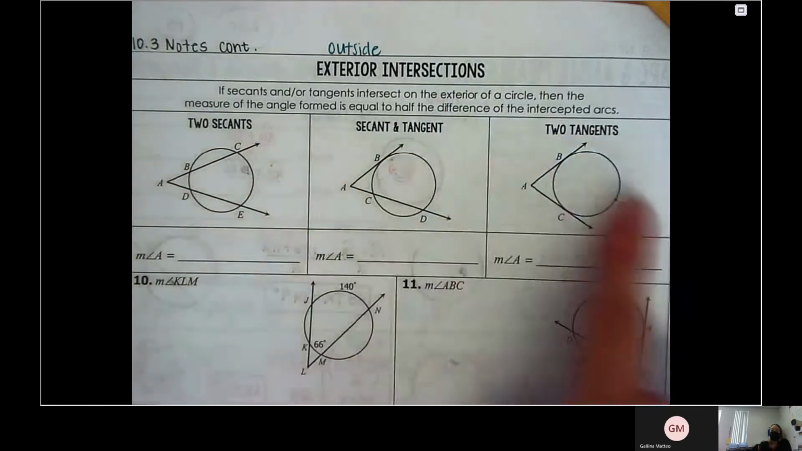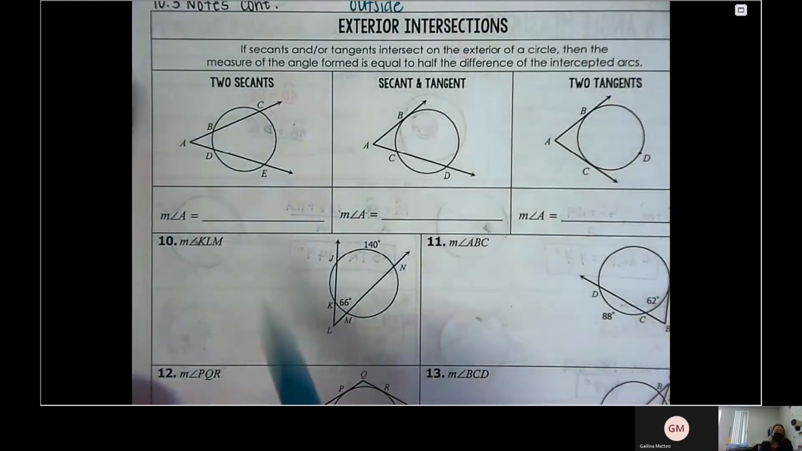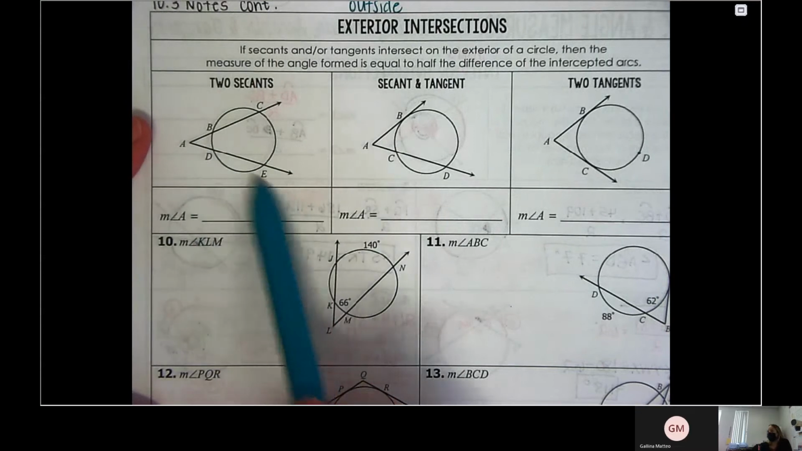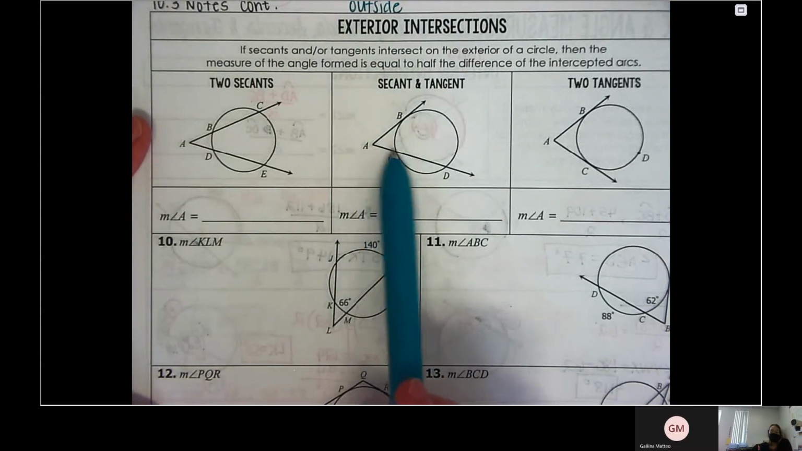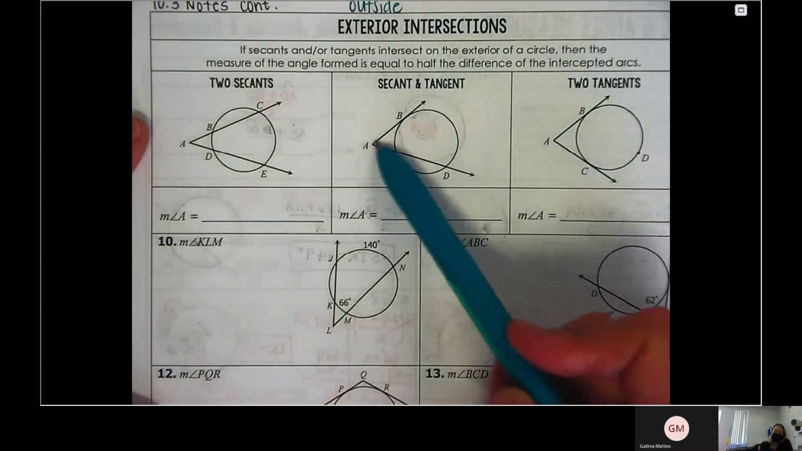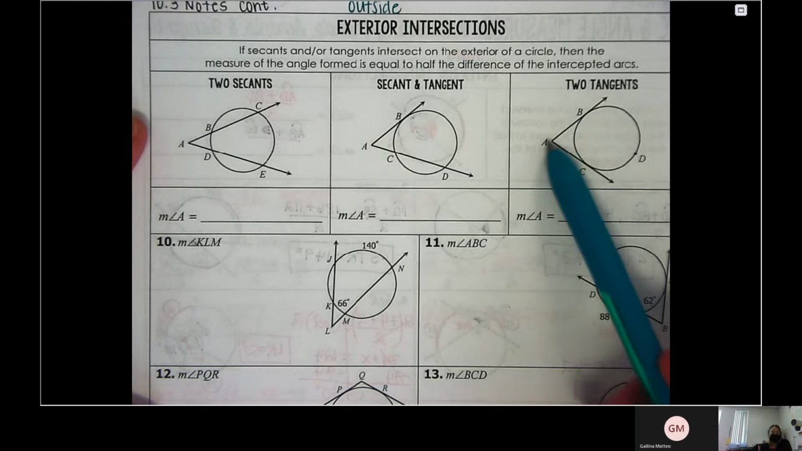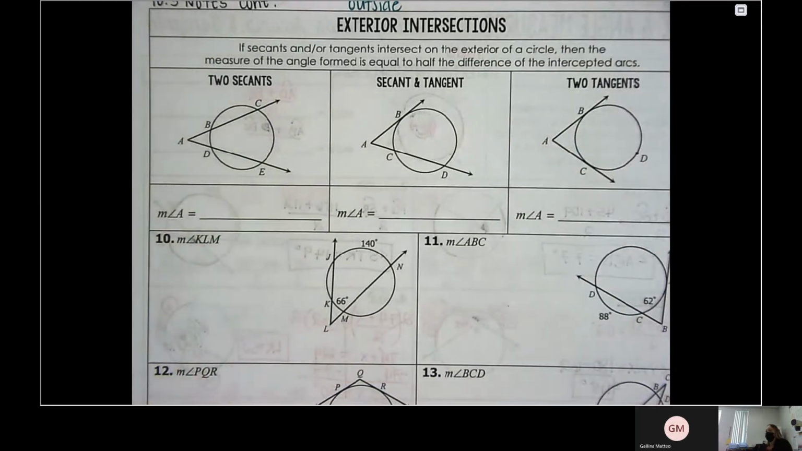Now there are 3 different ways you can see lines on the outside of your circle. The first one is called 2 secants. That means 2 lines that go through the circle. A secant and a tangent is a line that goes through and a line that's on the circle. And then 2 tangents is 2 lines that are on the circle. But they all have the exact same formula. You subtract the measures of the arcs and then divide by 2.